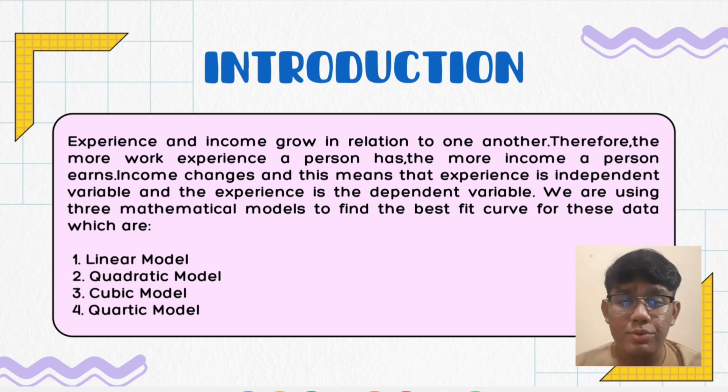Experience and income grow in relationship to one another. Therefore, the more work experience a person has, the more income a person earns. Income changes, which means experience is the independent variable and income is the dependent variable. We are using four mathematical models to find the best fit curve for this data, which are the linear model, quadratic model, cubic model, and quartic model.